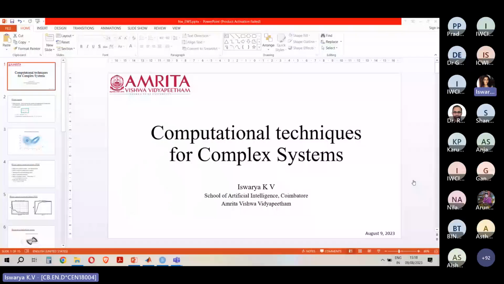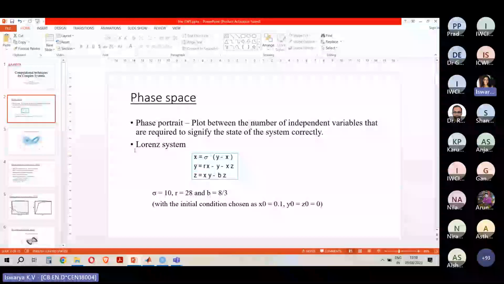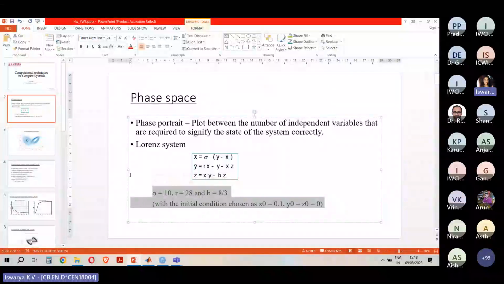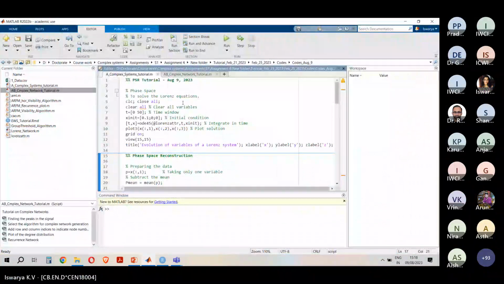I will be giving you a brief tutorial on the computational techniques for complex systems. We'll start with the idea of the phase space. The phase space is a representation that allows us to find the state of the system at any given point in time. To illustrate how the phase space looks, we'll be looking at the Lorenz system, which is represented by 3 different equations. The variables that we are using are also listed on the screen. I'll be using MATLAB for that.